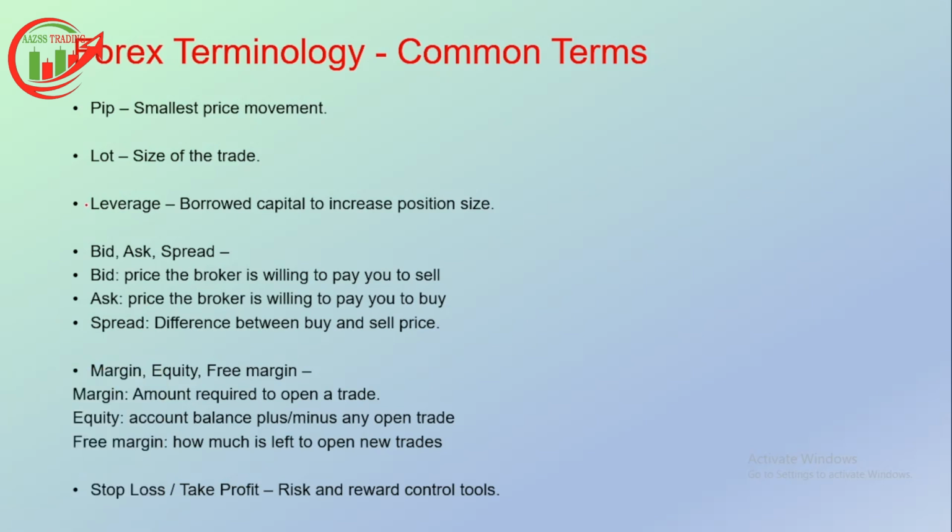So now the next thing here is lot size. Lot is the size of the trade. A lot is how much you are trading. You understand that? For example, one standard lot is 100,000 units of a currency. I'll talk about pairs in the next slide. So one standard lot is 100,000 units of currency.